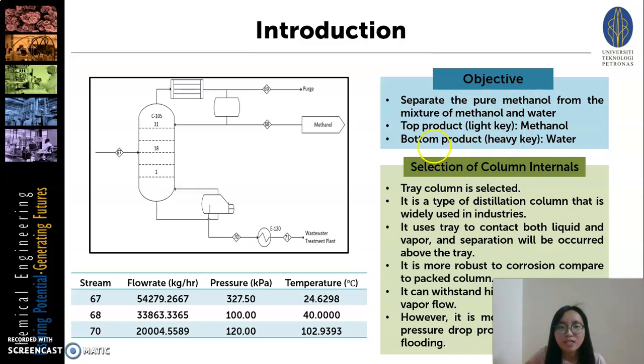The objective of this column is to separate the pure methanol from the mixture of methanol and water. Methanol will flow up the column and is known as the top product, while water will flow down to the bottom of the column and is known as the bottom product.